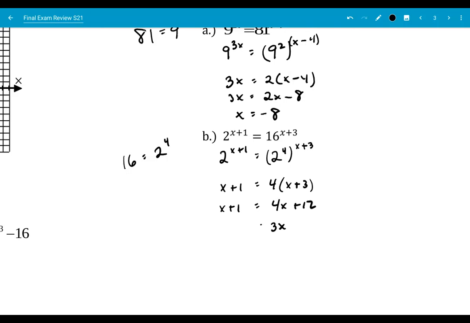This turns into 3x is equal to 1 minus 12 is negative 11. So x is equal to negative 11 over 3.